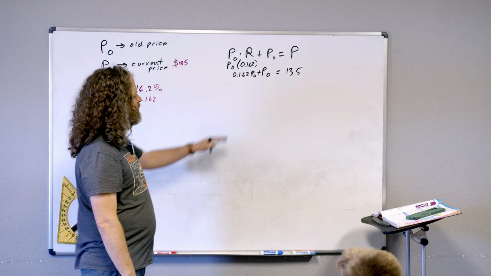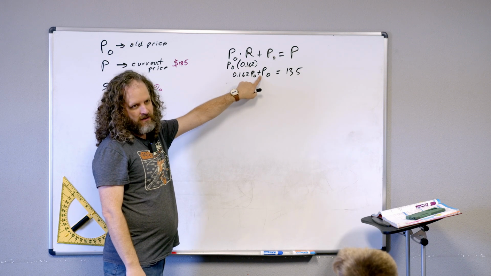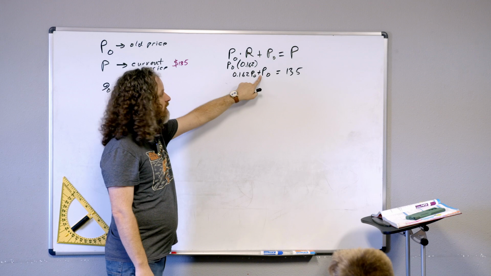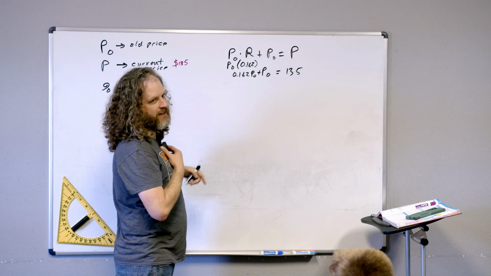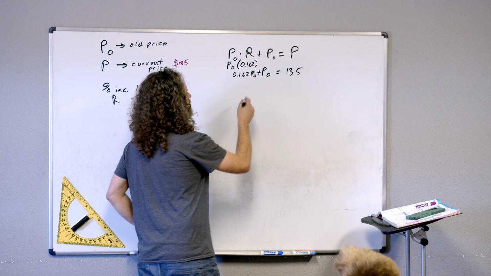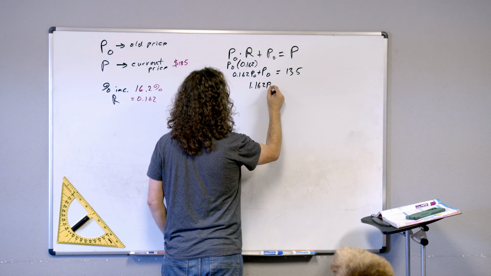Okay? So we're just adding 0.162 plus whatever's in front of here. What's in front of P naught? 1, that's right. So 1 plus that is what? Yeah, 1.162. So 1.162 P naught.